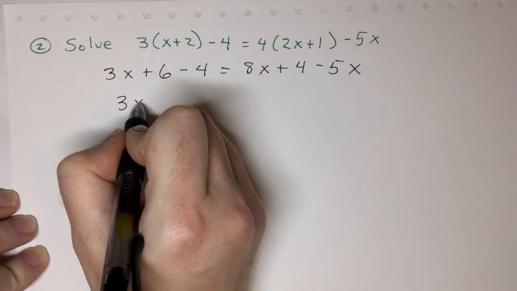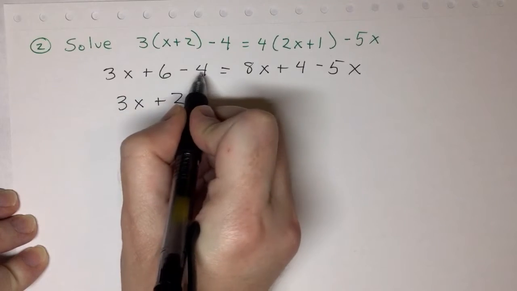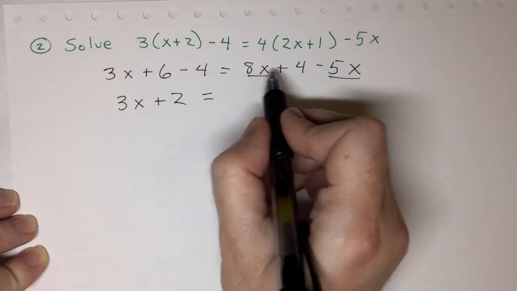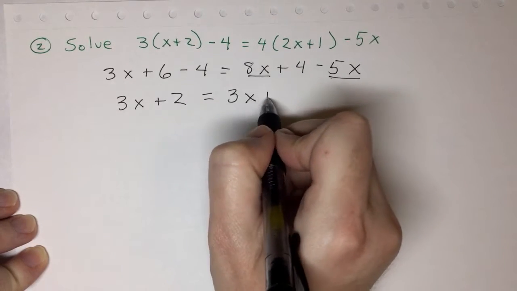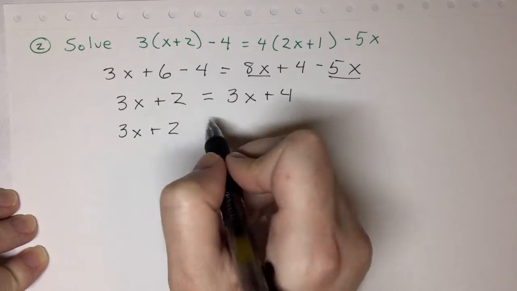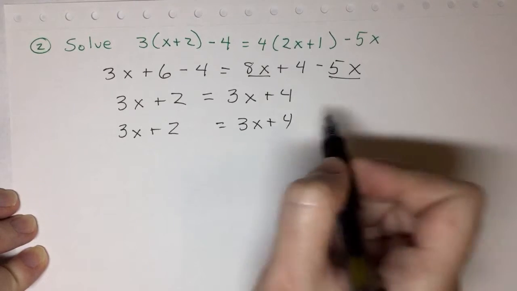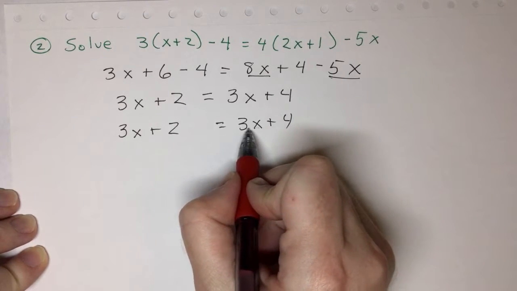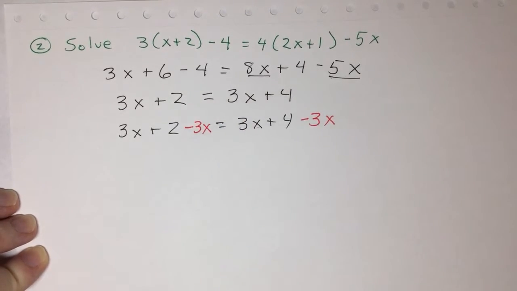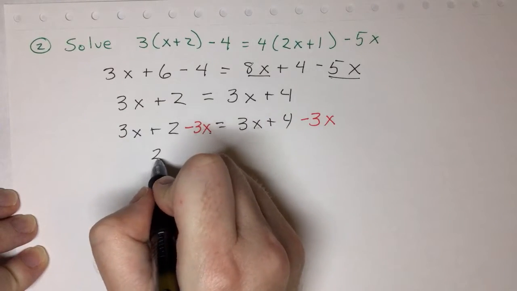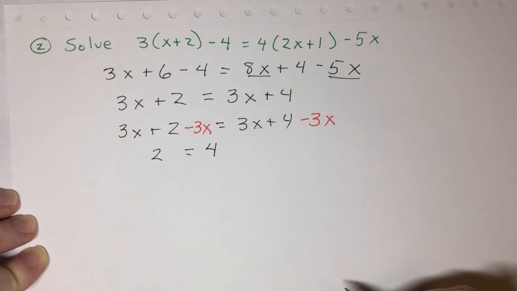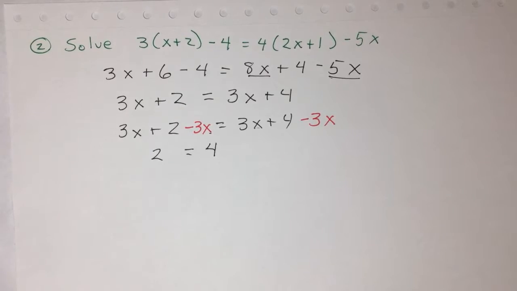Combining like terms, 3x plus 2, I have 6, I owe 4, equals 8x minus 5x, I have 8, I owe 5, 3x plus 4. I have variables on both sides of the equation, so I need to collect my variables all on one side. If I want to get rid of this 3x, it's a positive 3x, so I subtract 3x from both sides. 3x minus 3x, I'm left with 2. 3x minus 3x, I'm left with 4, and my variable is gone again.